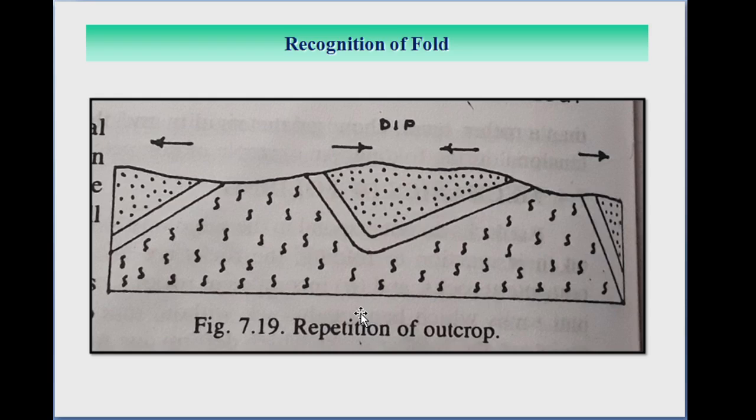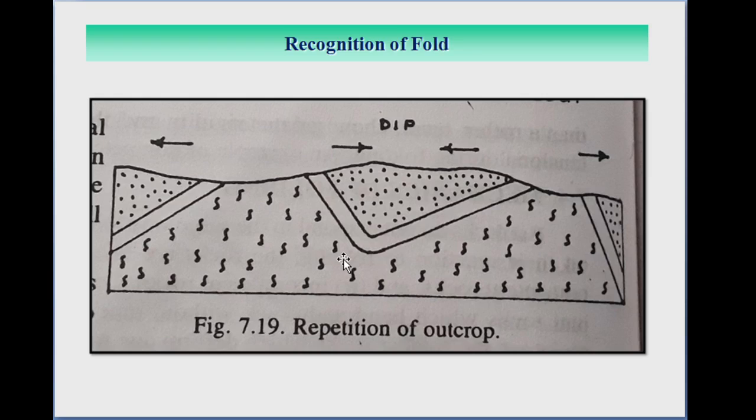The features which help in recognizing the folded strata, that is, how to identify the folded strata, have been recognized. So what are these features? First, in some areas the folds are easily inferred from the topography. At that time aerial photographs are used for the purpose. With the help of the photographs the fold can be identified.